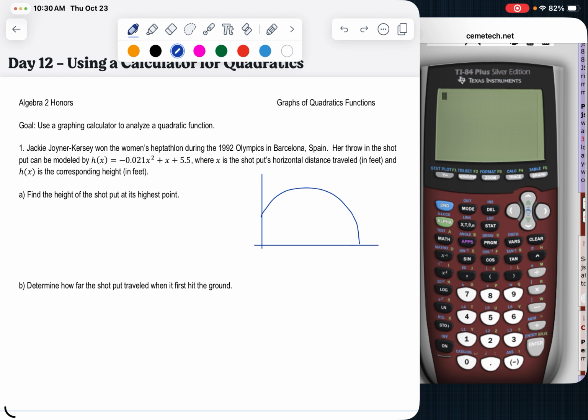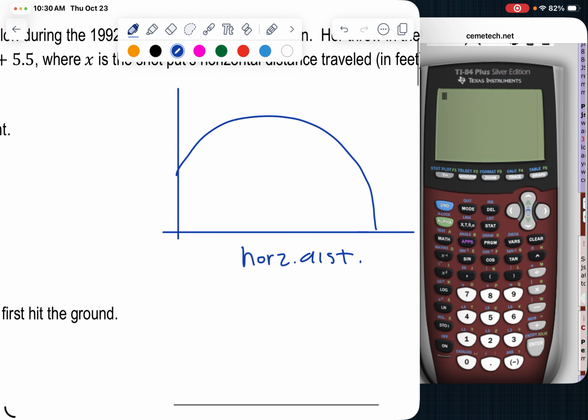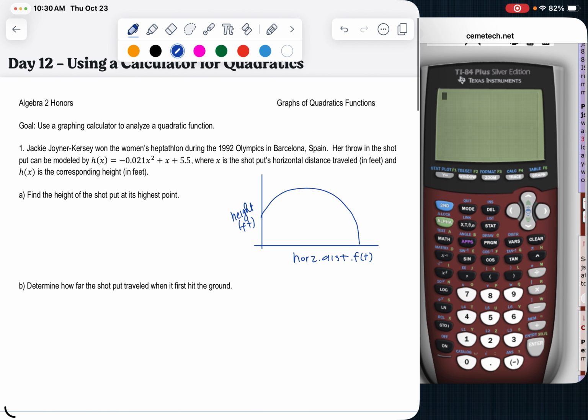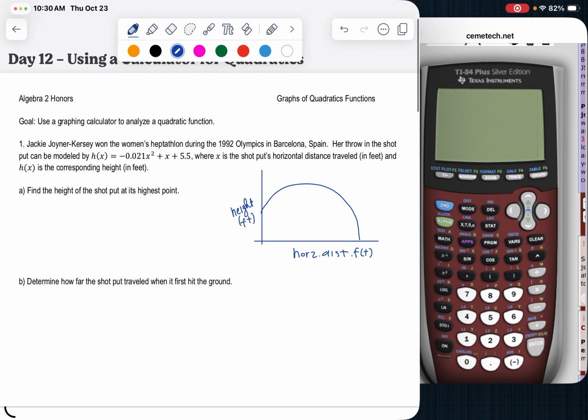So x was the horizontal distance, and y is the height in feet. All right, so the first question is, what is the height of the shot put at its highest point? If you look, that is right here, and it'd be the y value. So I want the y value of the vertex.